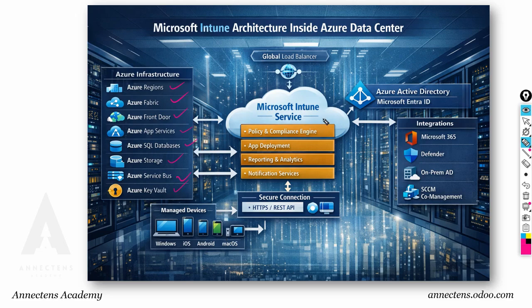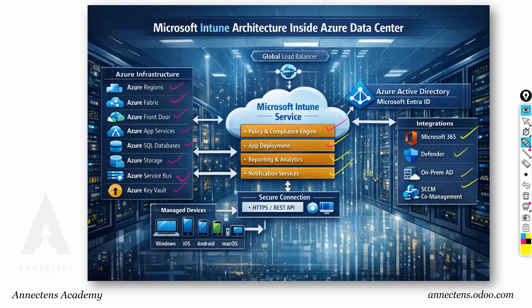So Intune services mainly use the policy engine for compliance and policy; it drives through here. App deployment is how we deploy the applications. Reporting and analytics ensures that we get reports on how many devices are compliant, how many are not, and the state of application deployment and everything. And notification services, if I need to send any notification, communication or prompt to the users, we use this service bus.